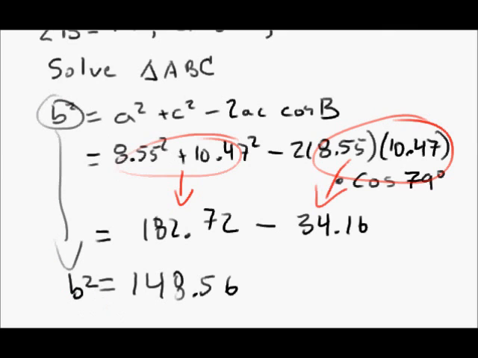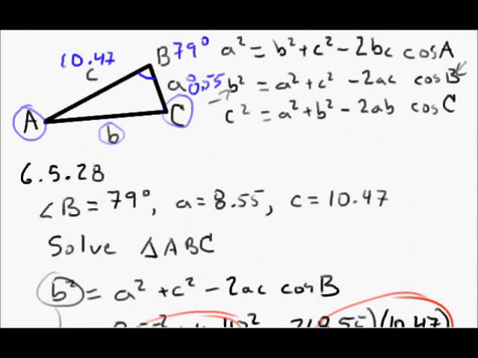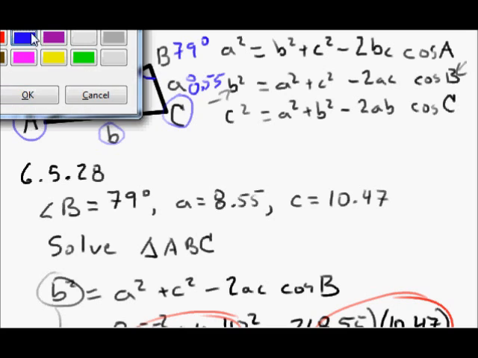But remember, this is equal to b squared. And we want b, not b squared. So that means that b is equal to, let's see here, take the square root of that, 12.19. Awesome. So we can go fill in our triangle here with the new value that we found.